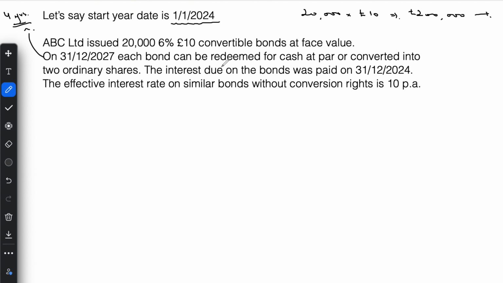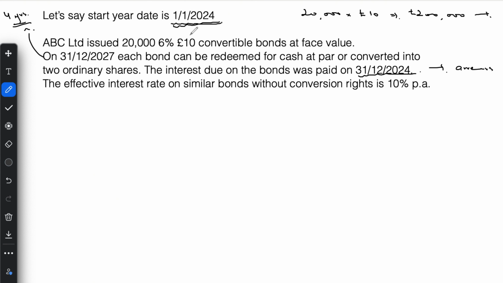Each bond can be redeemed for cash at par or converted into 2 ordinary shares. So that's the agreement. The interest due on the bonds was paid on 31st of the 12th, 2024. As you can see, the issue date is 1st of January, so payment of interest will be in arrears. The effective interest rate on similar bonds without conversion rights is 10% per annum. So this will be our discount factor.